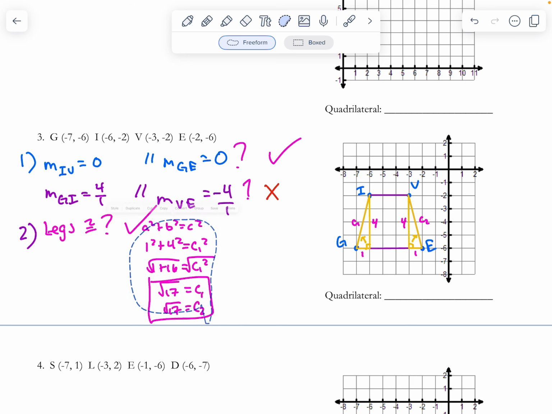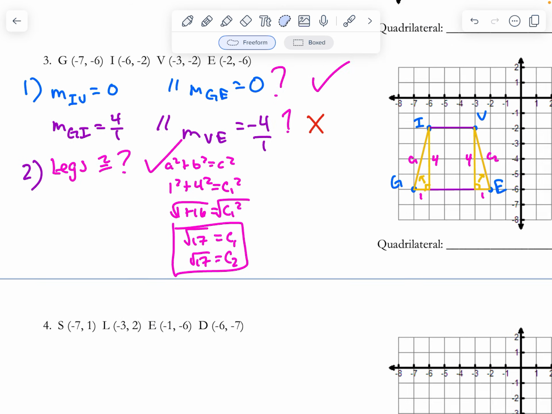And yes, I didn't do all the work for the second one, but that's just because for the sum of two numbers, it doesn't really matter the order, right? 3 plus 4 is 7, 4 plus 3 is 7. 1 squared plus 4 squared is 17. 4 squared plus 1 squared is 17. So here, these legs are congruent.